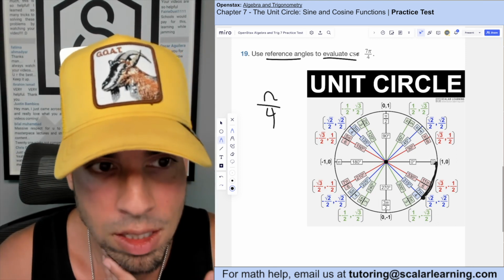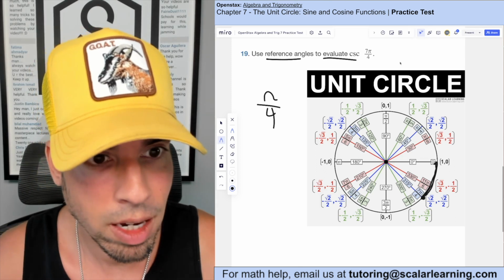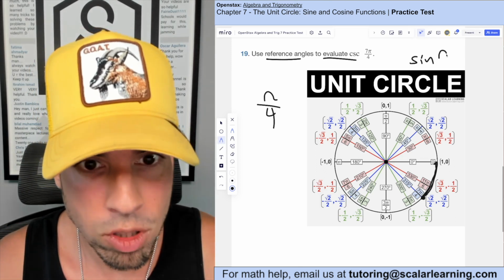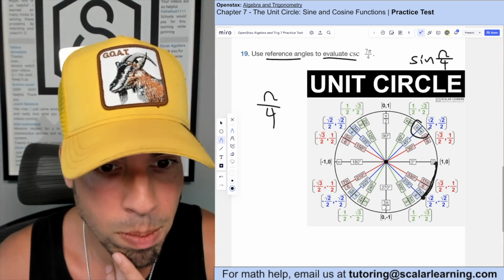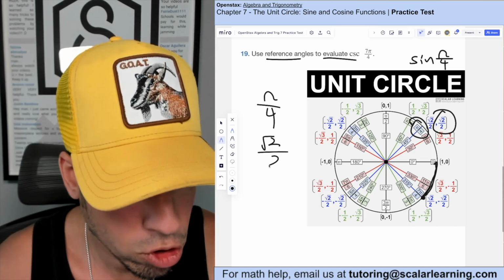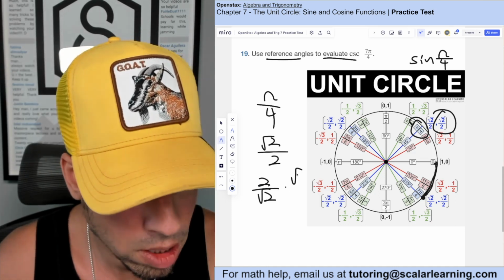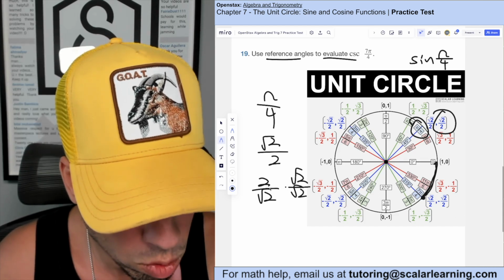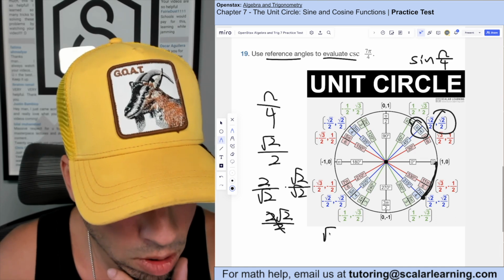So what I could do is then say, what is cosecant of pi over 4? Or it's the same as saying, what is the inverse of sine pi over 4? Because cosecant is the inverse of sine. So we go to pi over 4, sine is that y value, so it's rad 2 over 2, and then the inverse of that is 2 over rad 2. Then to rationalize the denominator, we multiply by rad 2 over rad 2. We get 2 rad 2 over 2. Those cancel out, and we're left with rad 2.